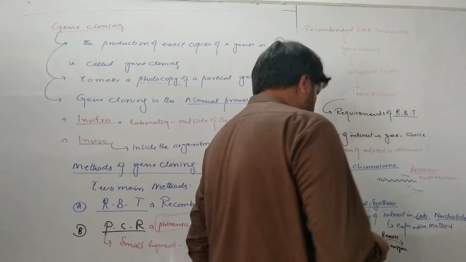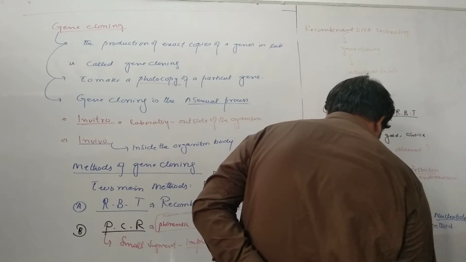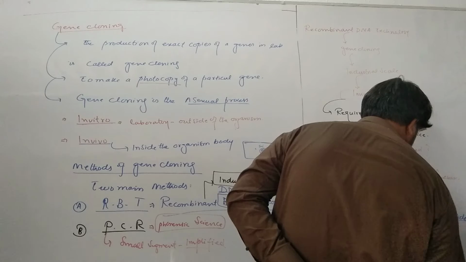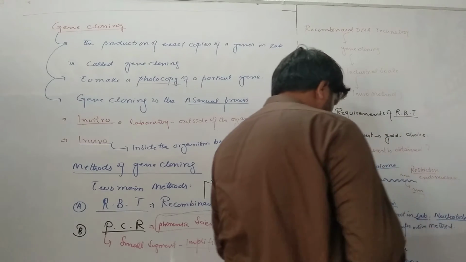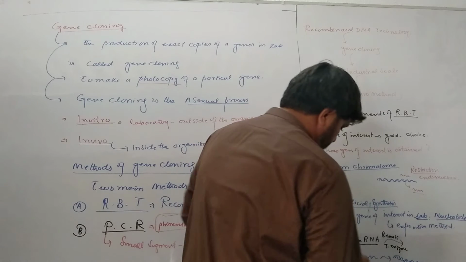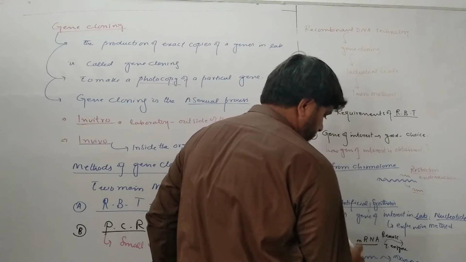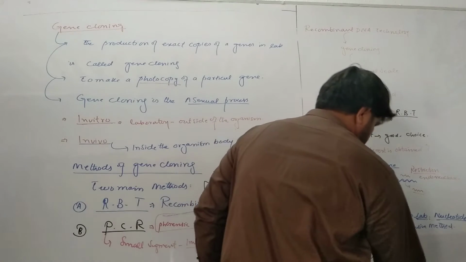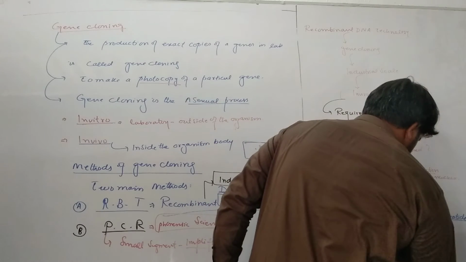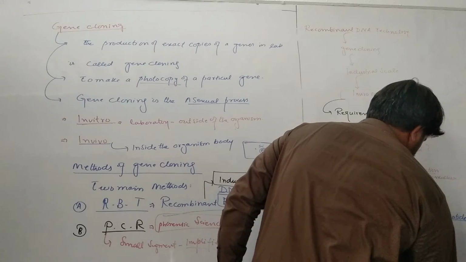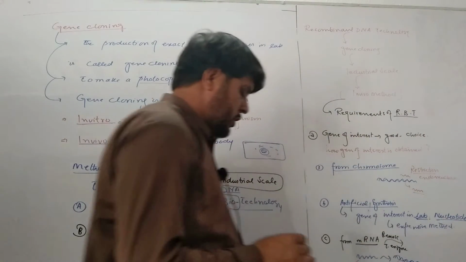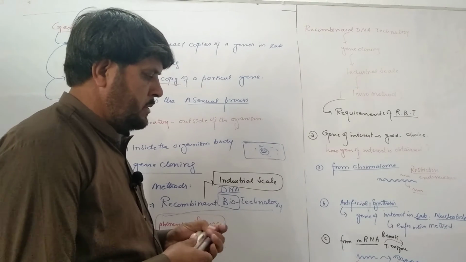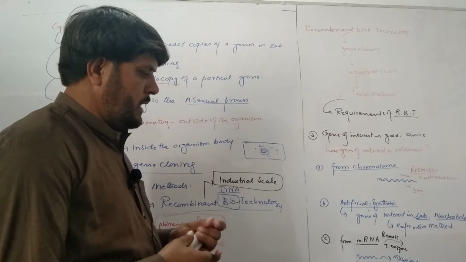These have the ability to make a copy of DNA from mRNA. This is the messenger RNA. When we apply the reverse transcriptase enzyme to this messenger RNA, it makes a copy of DNA which is called cDNA. cDNA means copy DNA, and from this DNA we can obtain gene of interest with the help of restriction endonucleases.